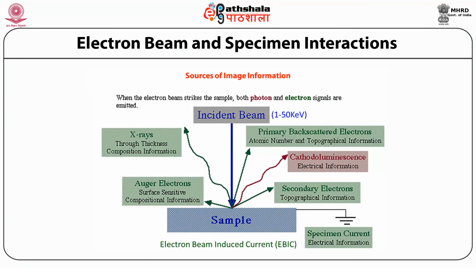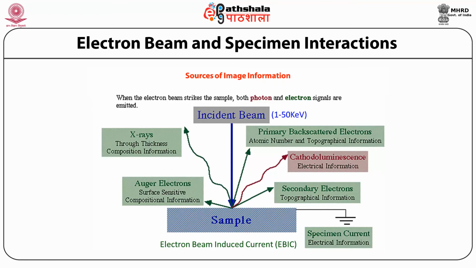So students, let us now discuss the electron beam and specimen interactions. We have 6 or more different kinds of interaction between the sample and the incident beam. When the electron beam strikes the sample, both photons and electron signals are emitted. As shown in this figure, if there is an incident beam having energy from 1 to 50 kilo electron volt, then there may be an emission of Auger electrons, which are surface sensitive and carry compositional information.